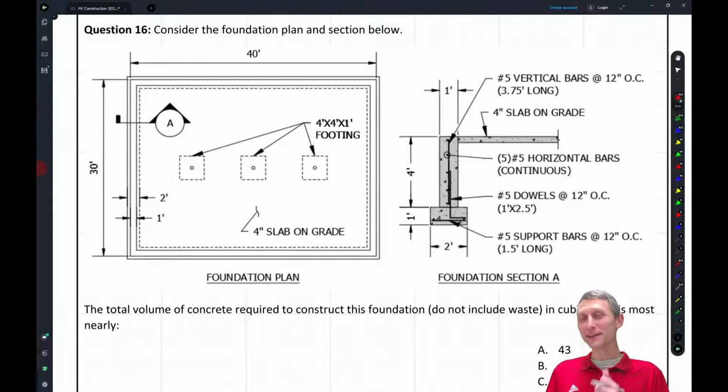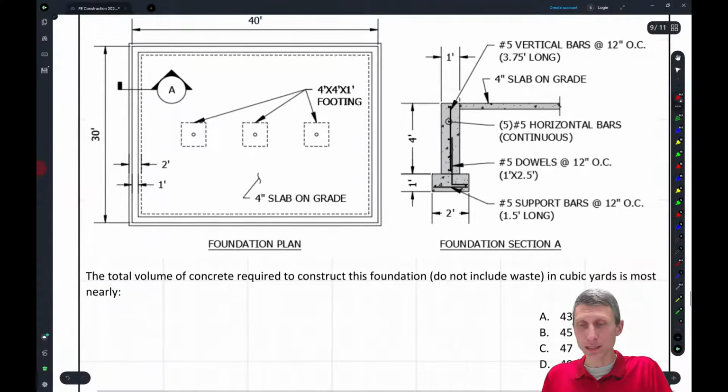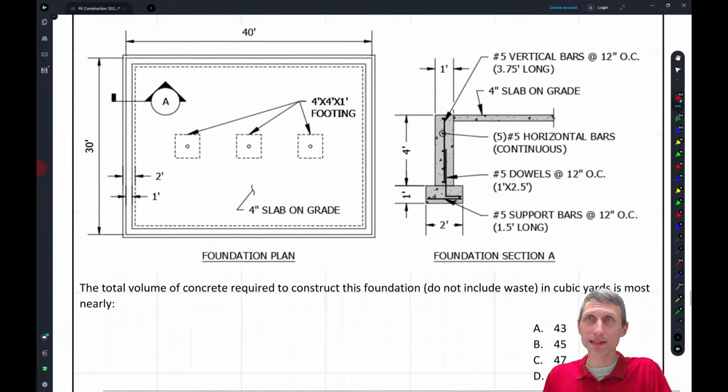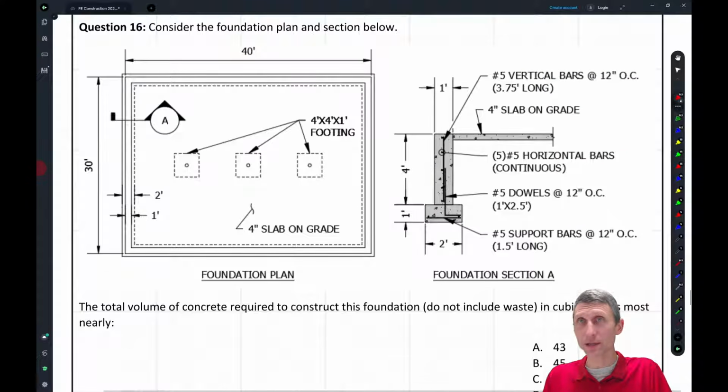Consider the foundation plan in the section below. The total volume of concrete required to construct this foundation, not including waste, in cubic yards is most nearly what? So this gets into the interpretation of contract drawings. It also gets into basic estimating, right? What's estimating? Typically it's finding volumes or finding areas or something along those lines.